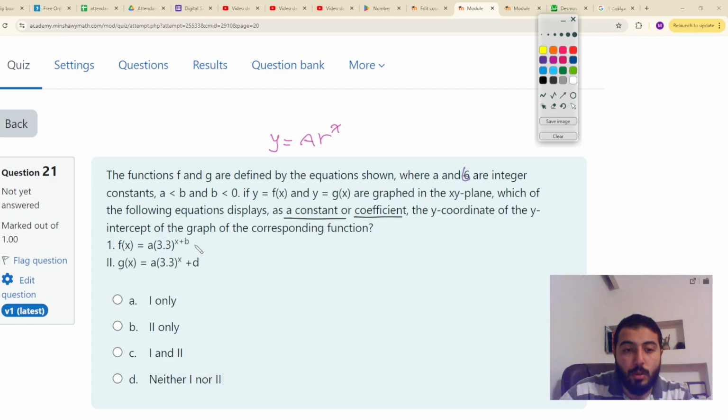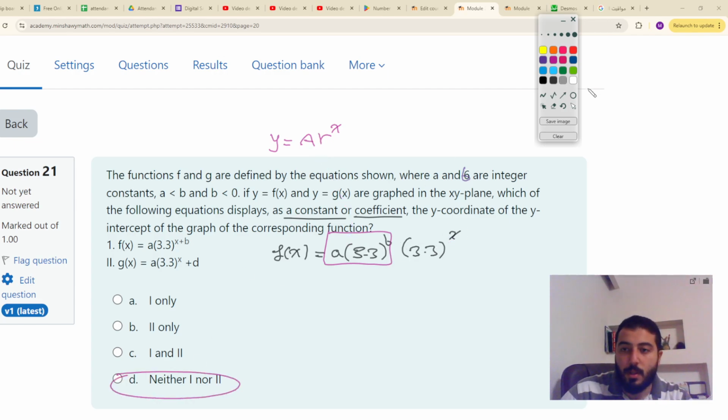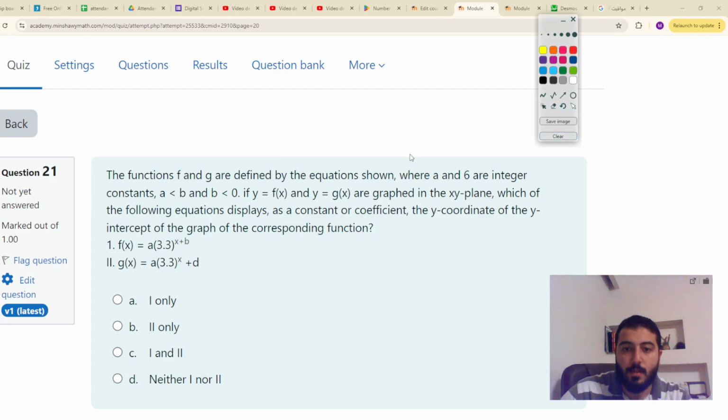So how to convert this one to display the initial value as a constant or coefficient? Just split x plus b, so it becomes a times the 3.3 power b times 3.3 power x. Now you have the initial value. Where is it? Here it is. This is the initial value. This is a times r power x. So the answer here is D. That is from exponential equations, or exponential functions.